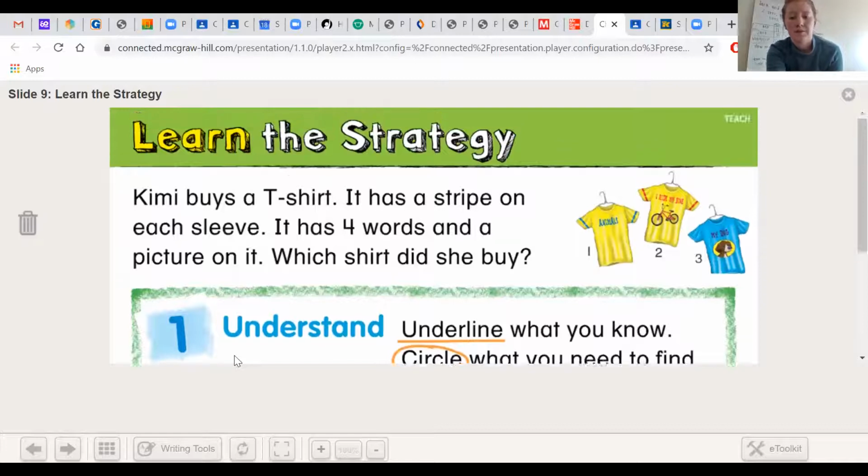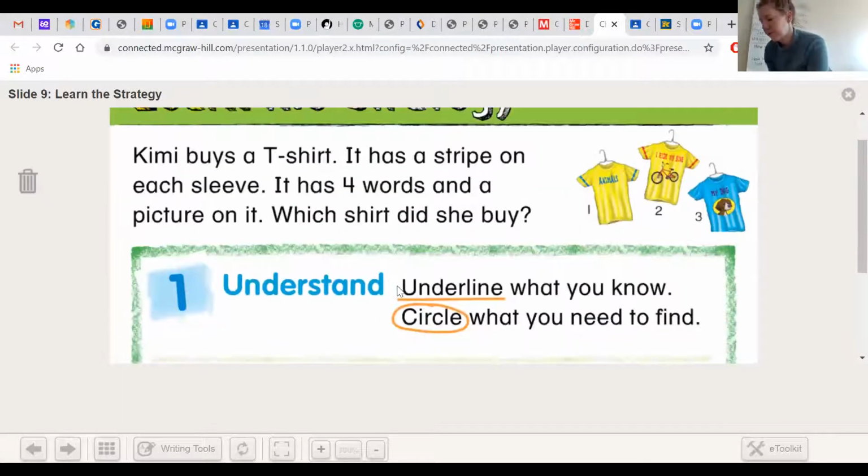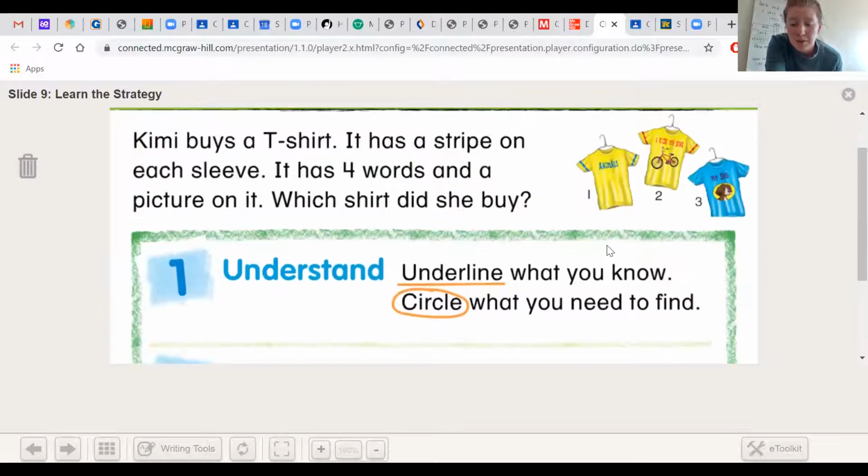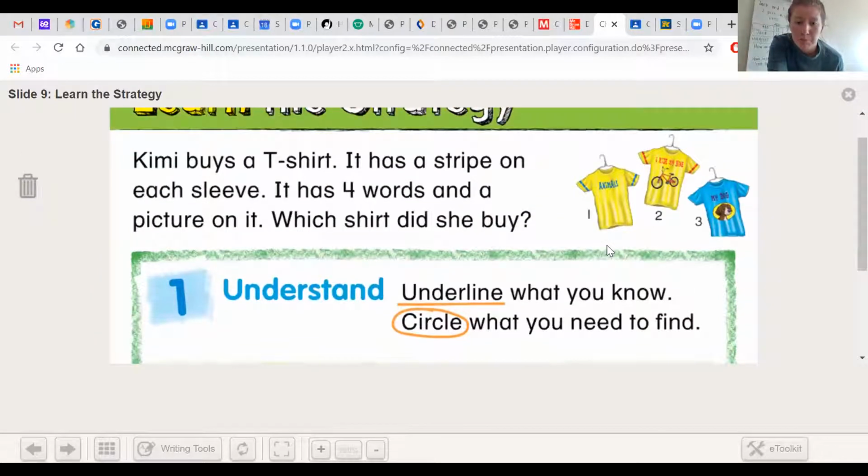Okay, so this is the first page of your worksheet. It says, Kimmy buys a t-shirt. It has a stripe on each sleeve. It has 4 words and a picture on it. Which t-shirt did she buy? So we're going to make a table to figure out which shirt she bought. The table's actually on your worksheet already, but I'm going to make it for you right here.